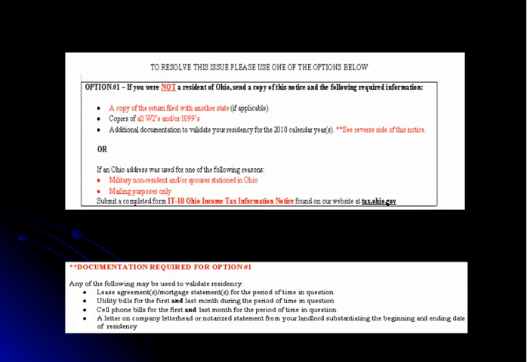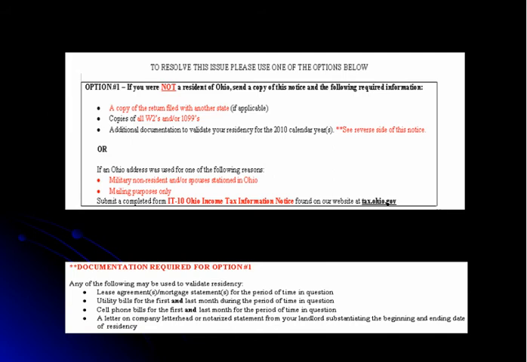If this scenario applies to you, respond by either completing Form IT-10, which is the Ohio Income Tax Informational Notice, or by providing a copy of the tax return you filed with the state where you were a resident, copies of all W-2s and/or 1099s, and a copy of this notice.